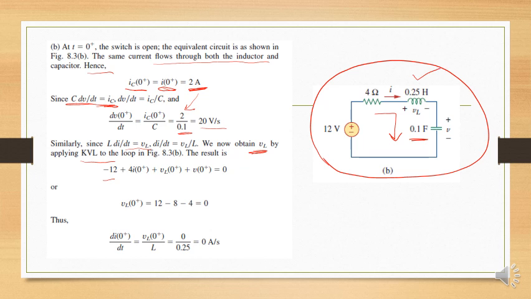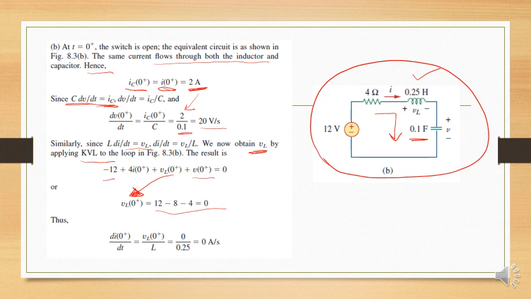Why? For this inductor, we have to find the voltage drop across the inductor, plus V of 0 positive. This one was the voltage drop across the capacitor, and this one we calculated in part A of this question. Now, rearranging our equation, taking this on this side of the equals sign and the remaining part on the other side, we find that 12 minus 8 minus 4 is equal to 0.